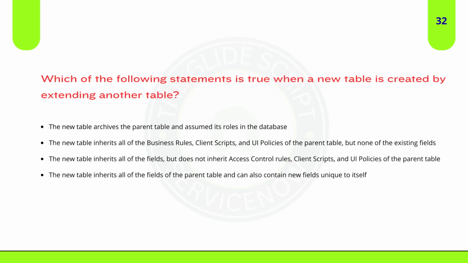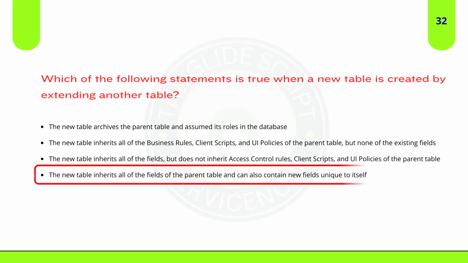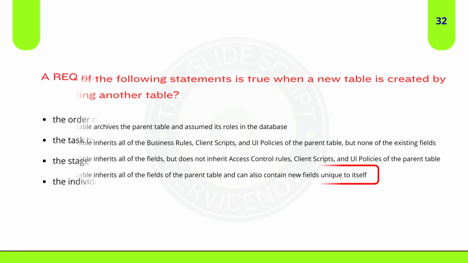Which of the following statement is true when a new table is created by extending another table? Read all options carefully. When you add a new field to the parent, that field will automatically be inherited by all child tables. So option number 4 is the correct one. The new table inherits all the fields of the parent table and can also contain new fields unique to itself. We already saw it in the table video.